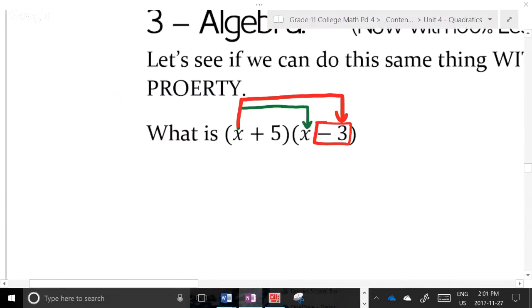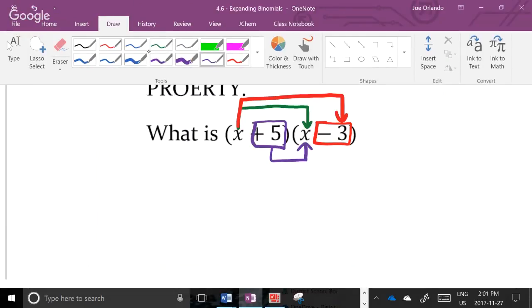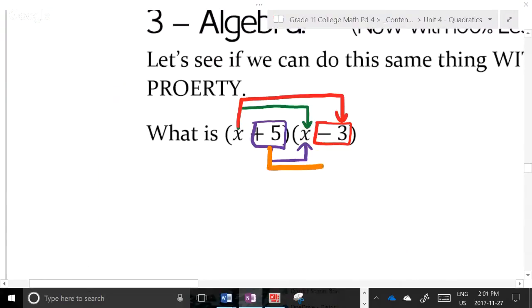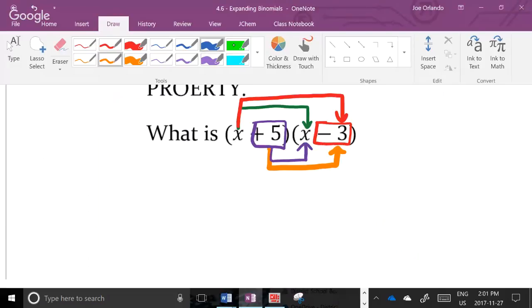Okay. So we multiply the x by x. We also multiply the x by -3. Then we're also going to multiply the 5 by x. And we're going to multiply the 5 by -3. So everything gets multiplied by everything.